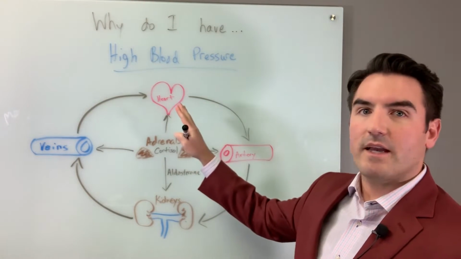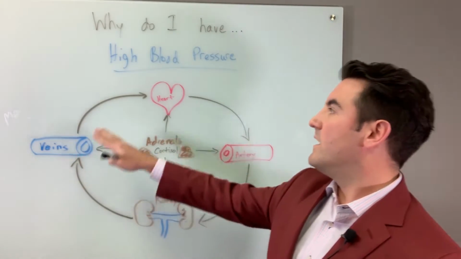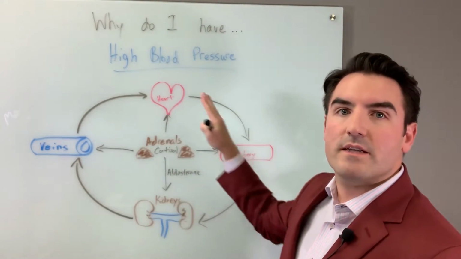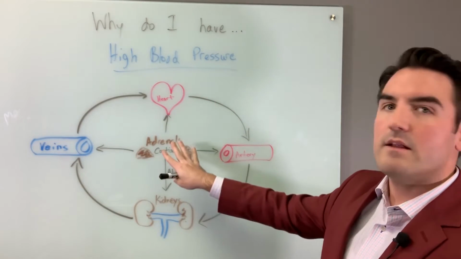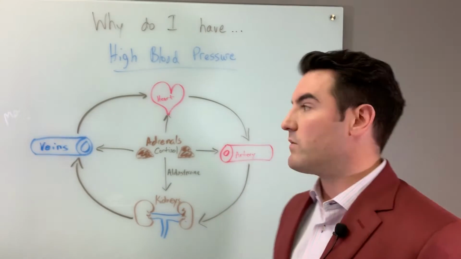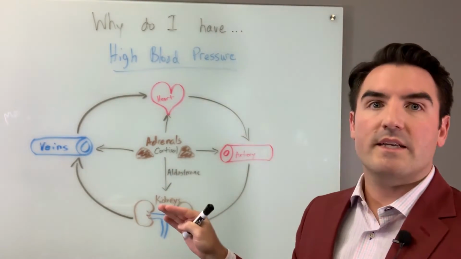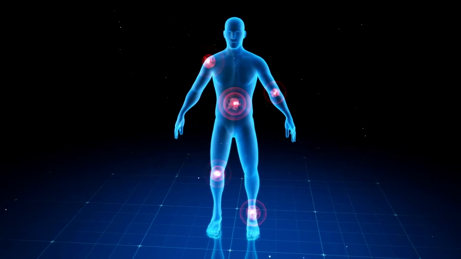So basically in this cycle, as you can see, we've drawn a heart, an artery, the kidneys, and the veins. And if you notice, these are constantly in circulation, responding to each other, talking to each other at all times. And in the middle is the adrenal glands. The adrenal glands are responsible for controlling most of the hormones that go along with this cascade. But I want to talk about each component individually and how they relate to blood pressure.